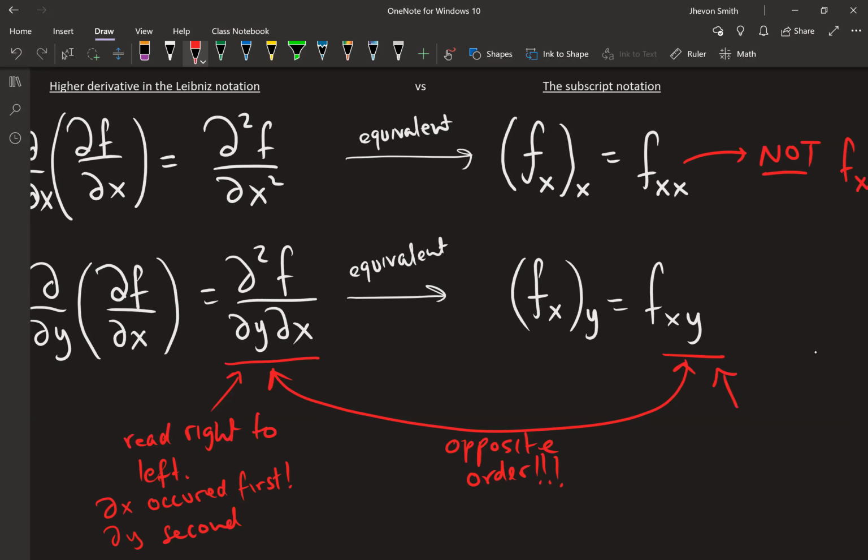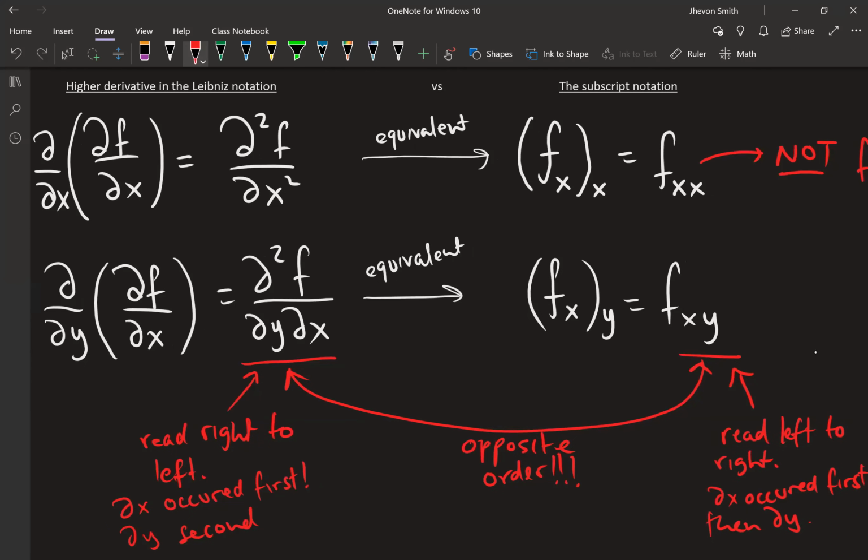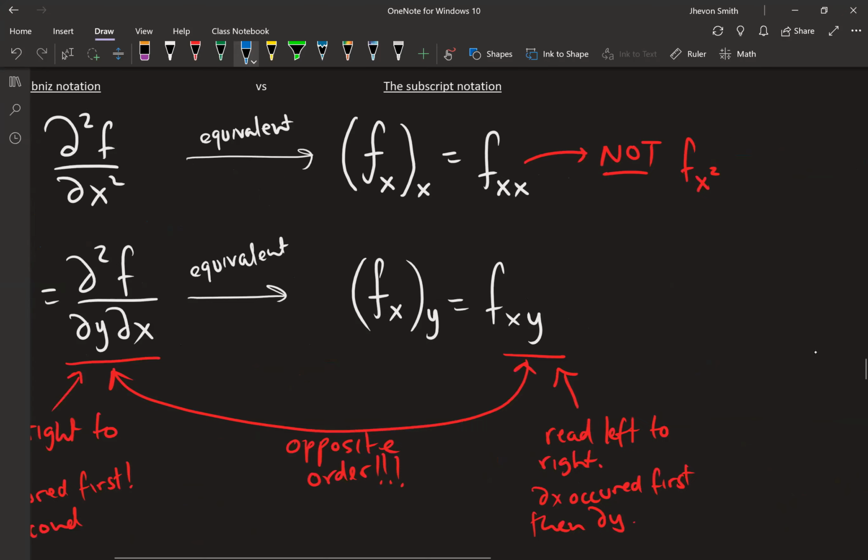This, however, is read the opposite way. This is read left to right. And so again, dx occurred first, then dy. But the notations look in the opposite order, and the reason is because of where the notations are applied. When you use the Leibniz notation, you apply new derivatives on the left. The Leibniz notation is applied to the left of a function, whereas in the subscript notation, new derivatives are applied to the bottom right.